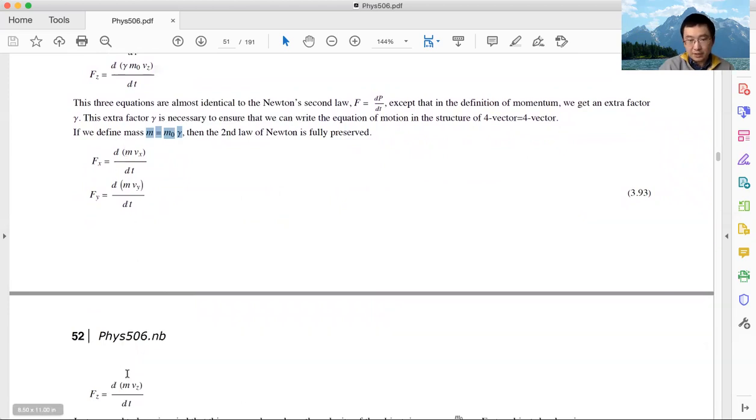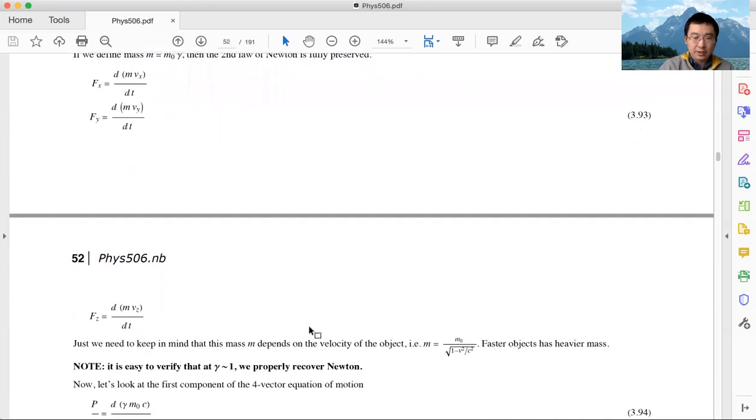F equals dp/dt. The only thing we need to remember is that this momentum p is my relativistic mass times velocity, and the relativistic mass is my rest mass times this additional gamma factor. And remember, the gamma factor is 1 over the square root. So in special relativity, I can think of my object as having a mass, and that mass is my rest mass divided by the square root of 1 minus v squared over c squared. This is the mass of my object, and it depends on velocity.